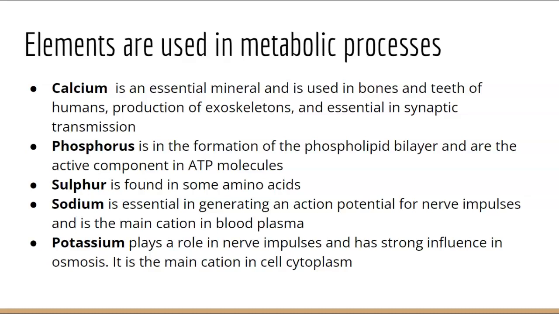Phosphorus is used in the formation of phospholipid bilayer, which is your cell membrane, and an active component in ATP, which is energy. Sulfur is found in amino acids, important for protein synthesis. Sodium is essential in generating an action potential for nerve impulses. So again, important when trying to send information from your brain to anywhere else in your body. And also is the main cation in blood plasma. And then finally, potassium. Nerve impulses.